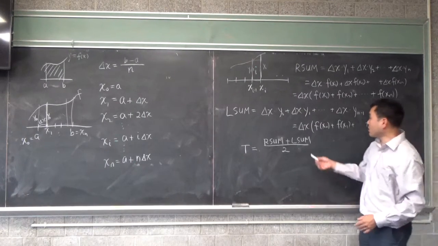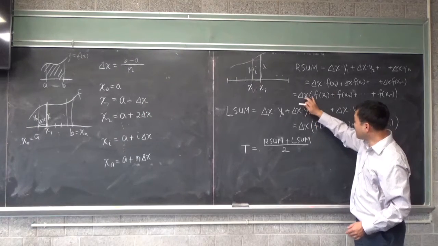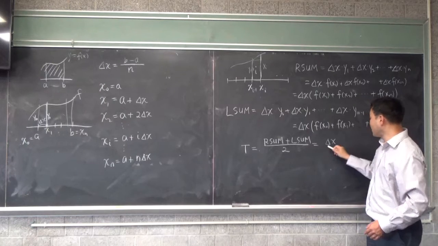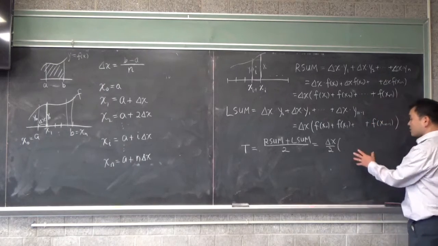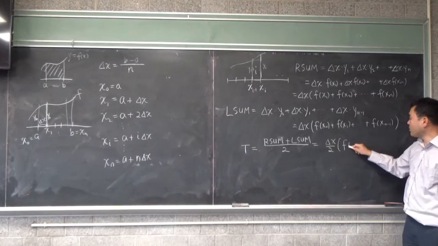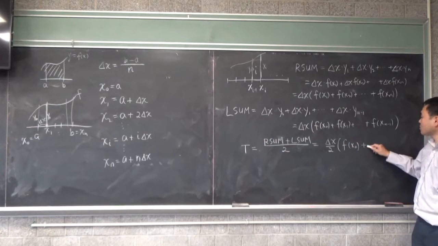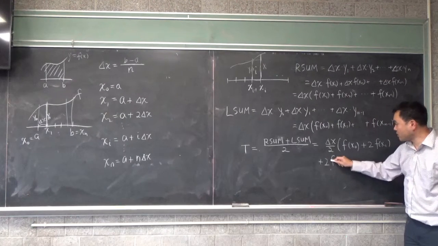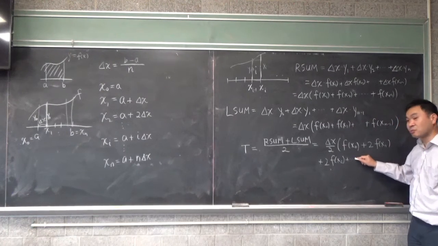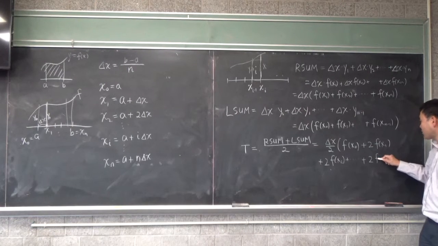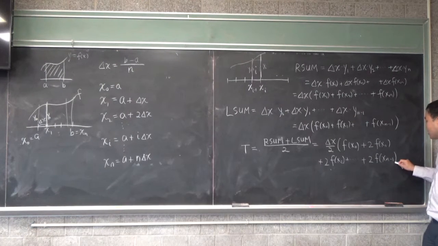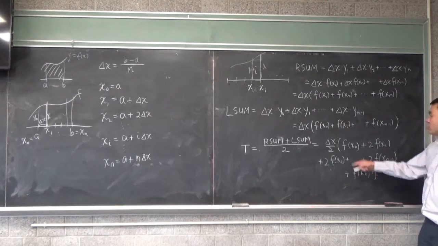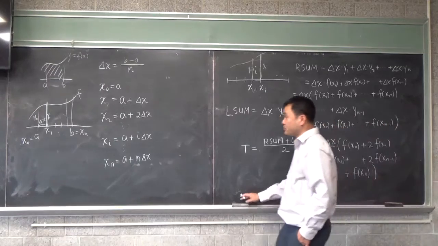So what happens is, if I add these two together, I have the same delta x. I can factor it outside, and there's a 2 there. But what happens inside here is that you have f of x0 plus 2f of x1 plus 2f of x2. So everything gets doubled all the way up to 2f of xn minus 1. But the last one, f of xn, again, won't have any pair to double. So that's the formula for the trapezoidal rule.